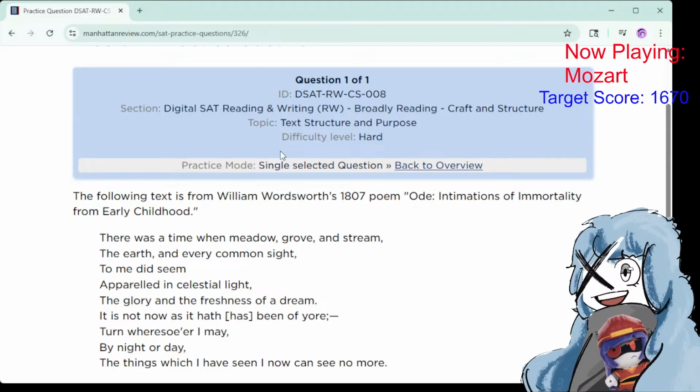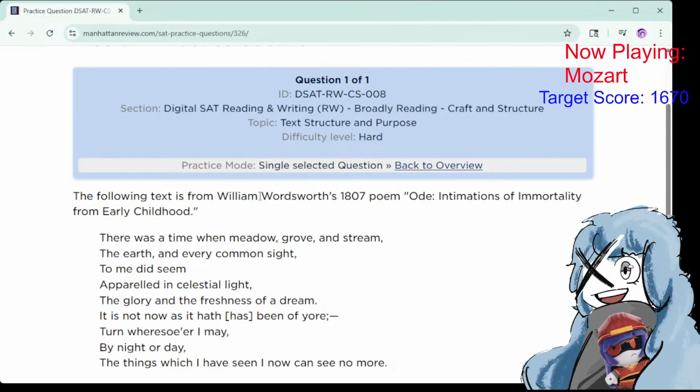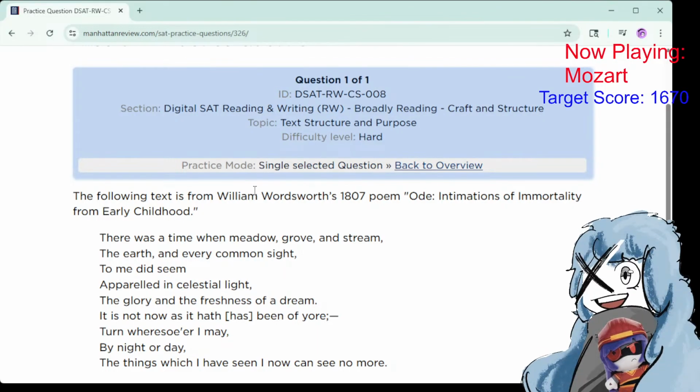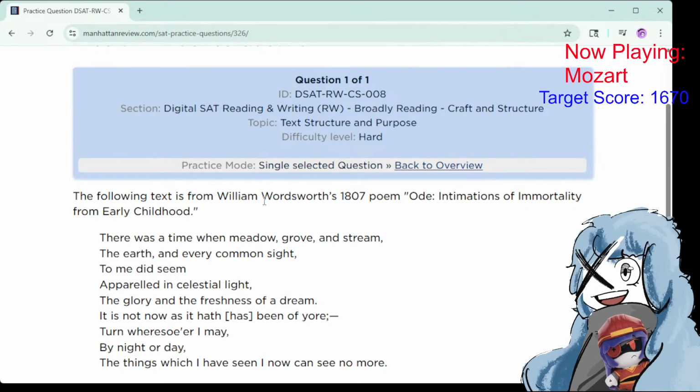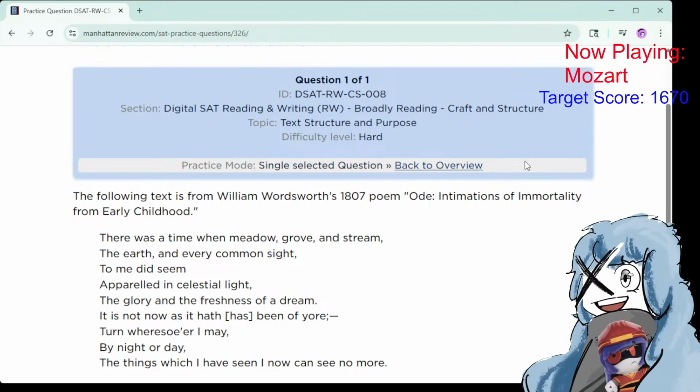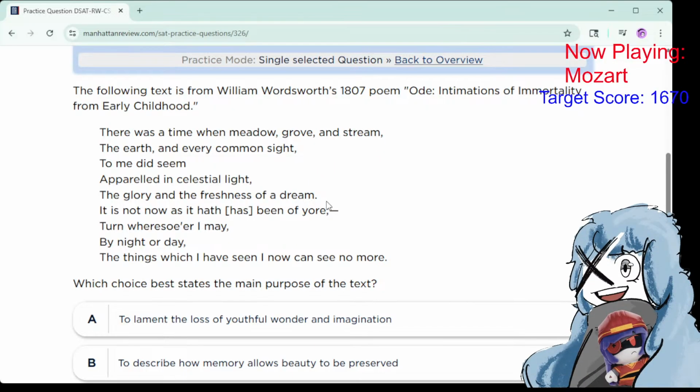The following text is from William Wordsworth. William Wordsworth. WW, Walter White guy. William Wordsworth, 1807 poem, Ode: Intimations of Immortality from Early Childhood. Oh my god, I hate poems.